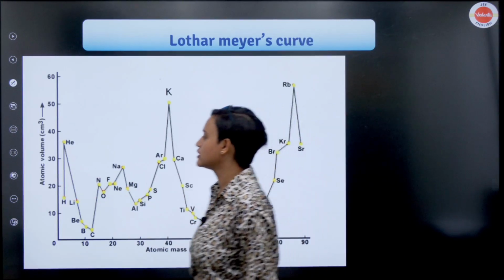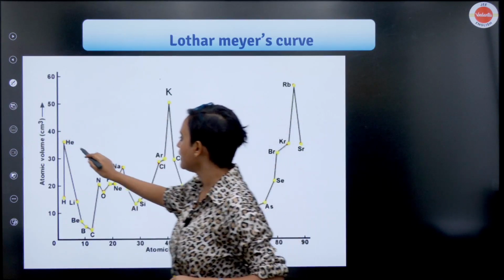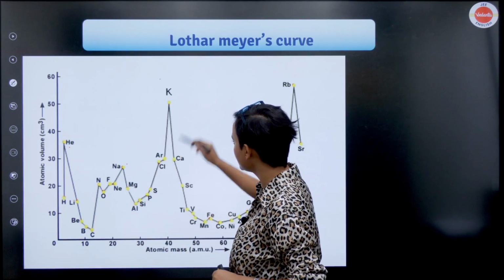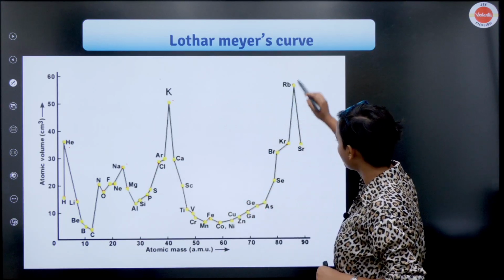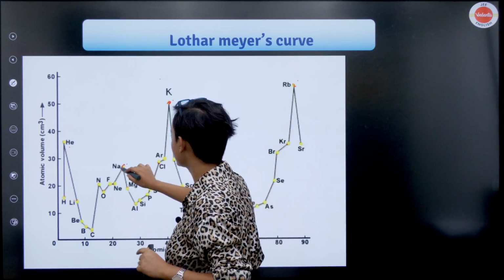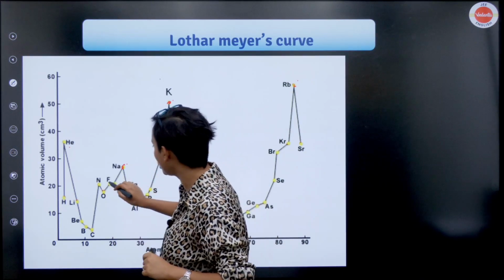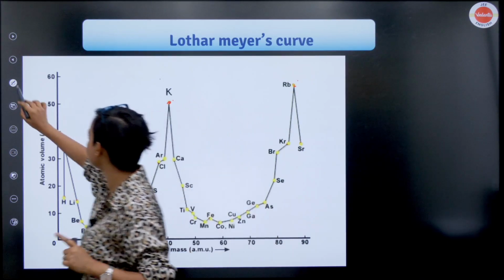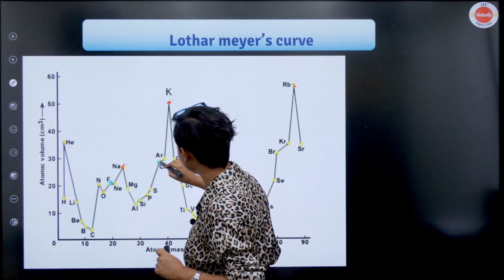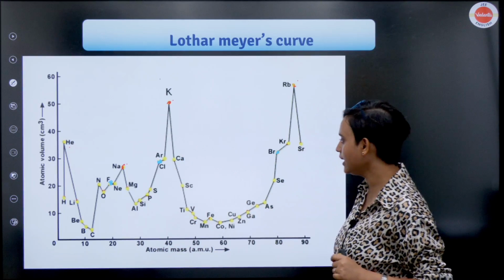When he plotted it, my dear students, please check it out. This graph is very interesting. What he saw was helium, then sodium, potassium, rubidium. Now with a different color I am going to put fluorine, chlorine, and then again you will see bromine.